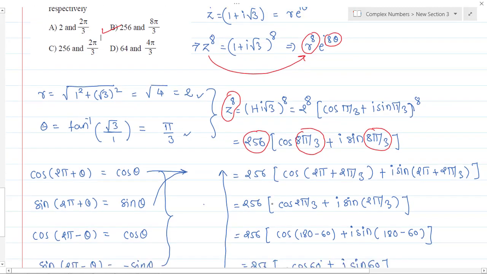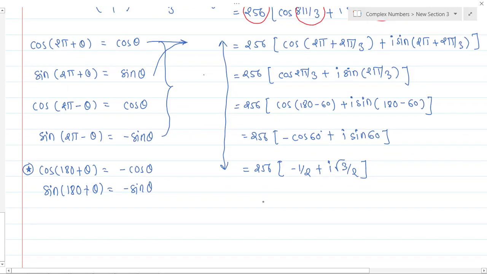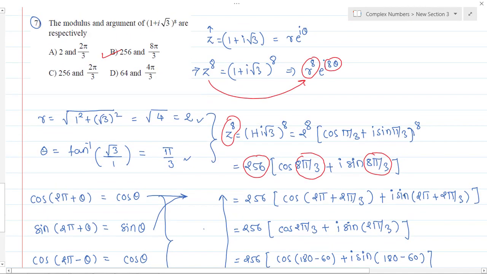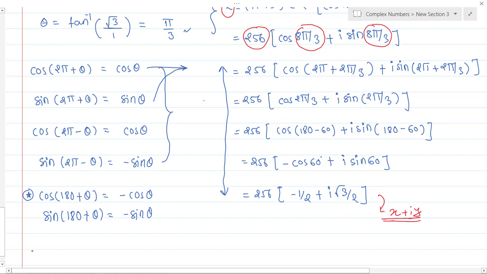Do you understand? I was trying to convert this into x plus iy form, but no need, because the question is not asking for that. The question is asking only the modulus and the argument value. So the modulus is 256 and the argument is 8 pi by 3. That's it. Let's move to the next question.